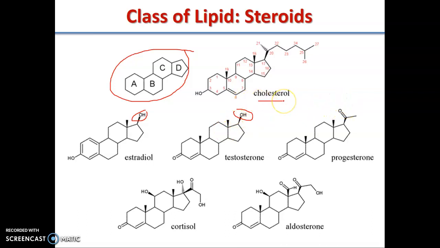So cholesterol is a steroid. Cholesterol is a component of our phospholipid bilayer. Then you have your sex hormones: estrogen, testosterone, and progesterone, and then some others including cortisone and aldosterone.